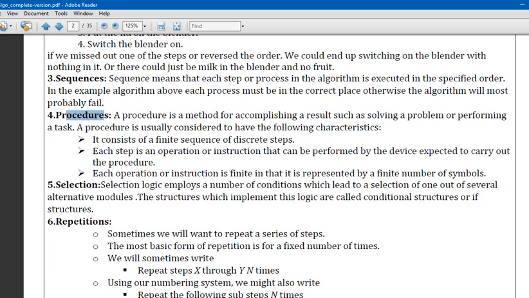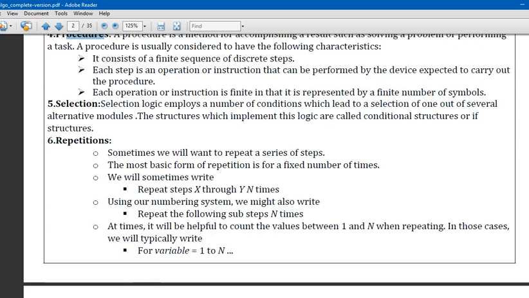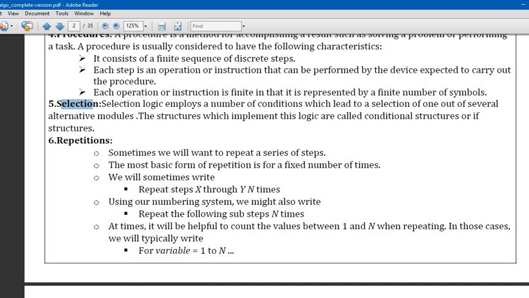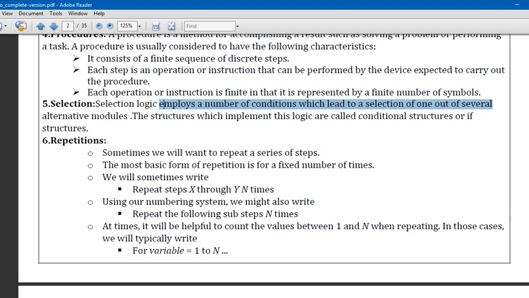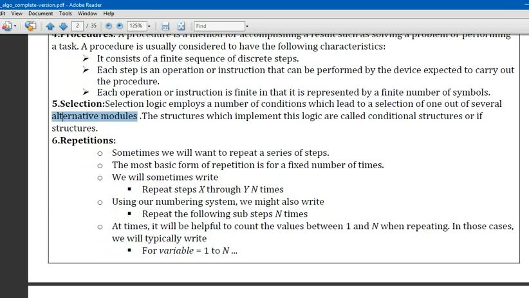Procedure means the process that will describe how to do the program. Now, the selection one. Selection logic is the logic which leads to the selection of one out of several alternative models. There are several models for your algorithm, but in between them you need to choose one.